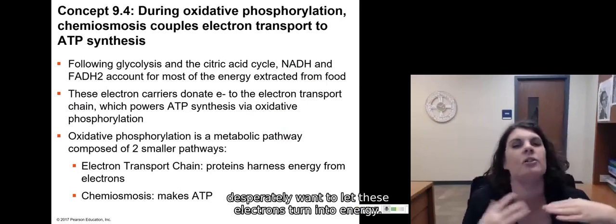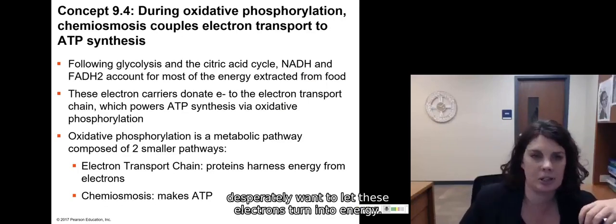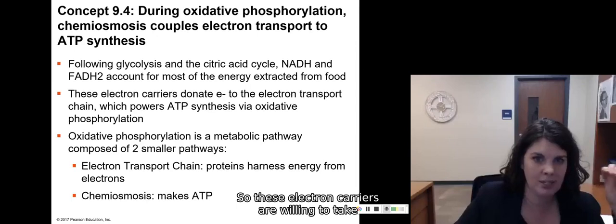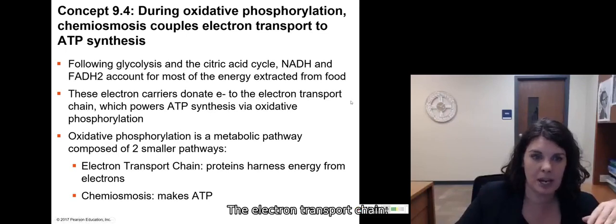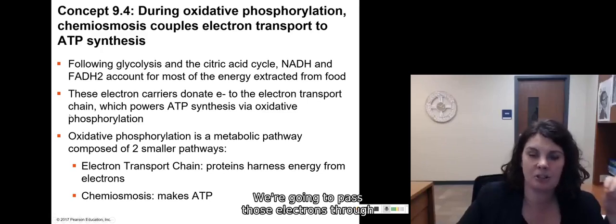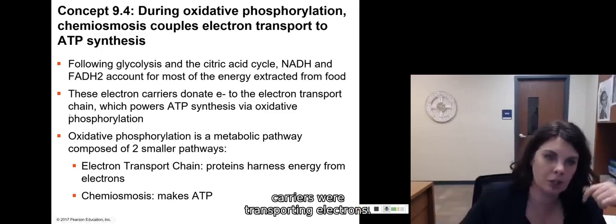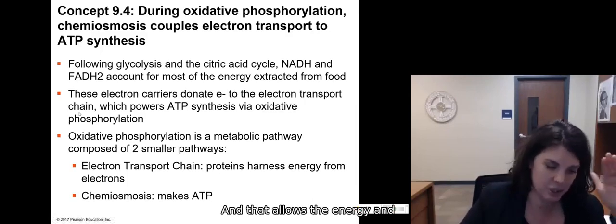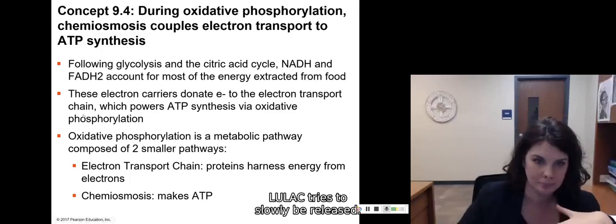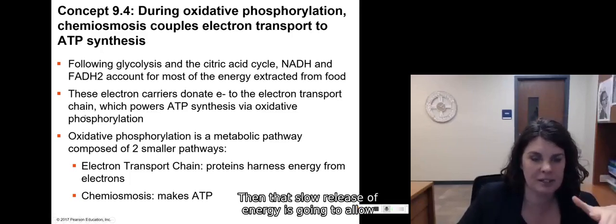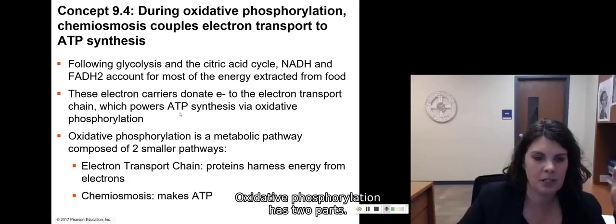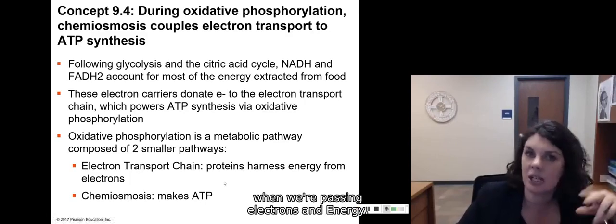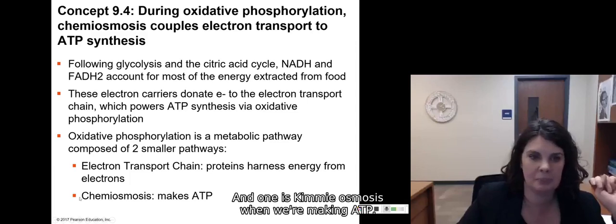So we have a lot of NADH and a lot of FADH2 that so desperately want to let these electrons turn into energy. So these electron carriers are going to take their electrons to the electron transport chain. And in the electron transport chain, we're going to pass those electrons through carriers. We're transporting electrons, and that allows the energy in the electrons to slowly be released. Then that slow release of energy is going to allow ATP to be made by oxidative phosphorylation. So this oxidative phosphorylation has 2 parts. One is the electron transport chain, when we're passing electrons and taking their energy, and one is chemiosmosis, when we're making ATP.